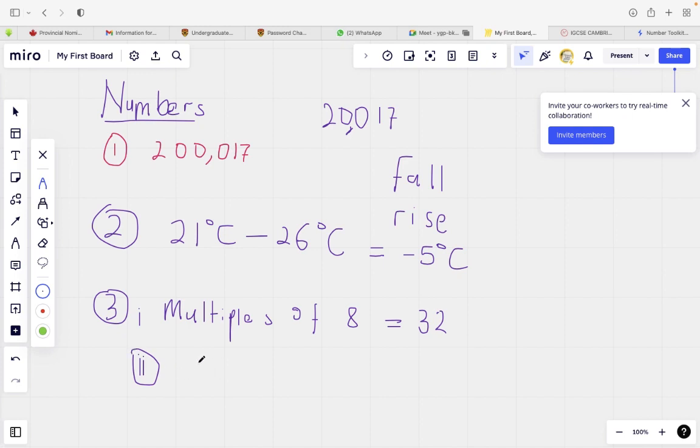So, from the list of numbers we have, 36 is a square number. Why? Because it means 6 squared. 6 squared means 6 times 6, which means 6 multiplied by 6, and that is equal to 36. So square numbers are numbers.